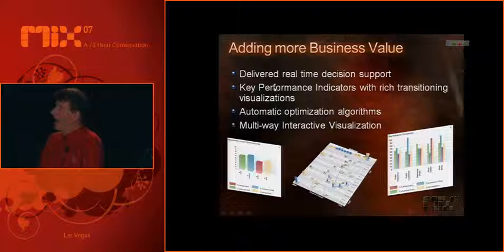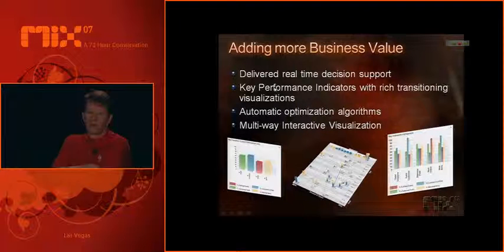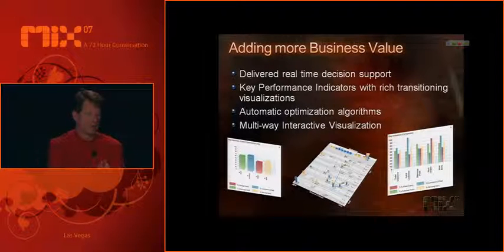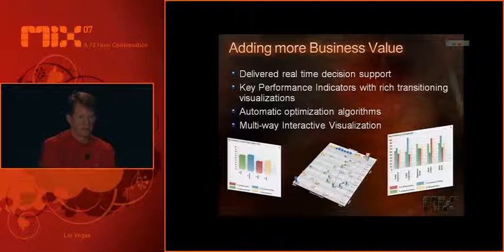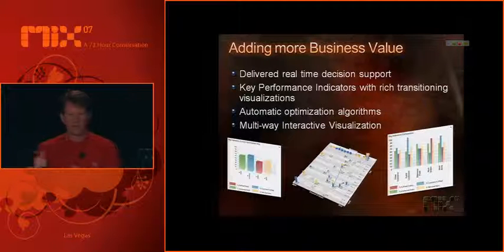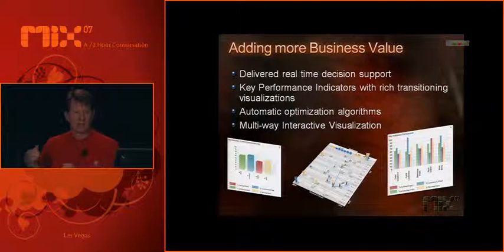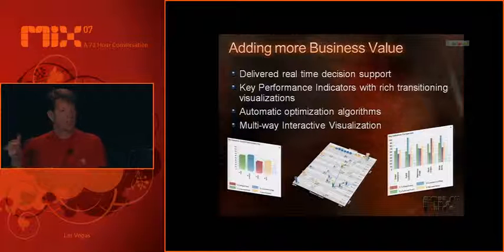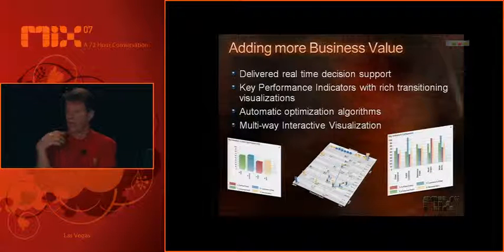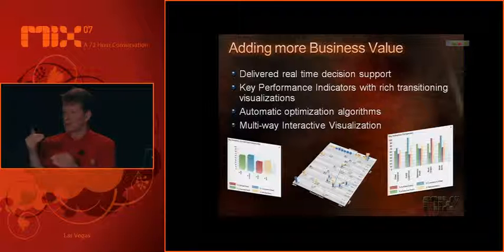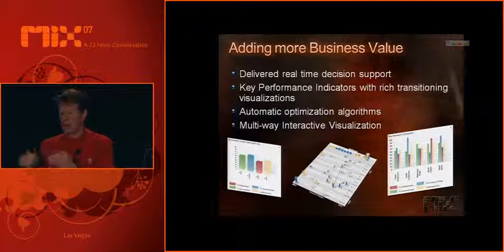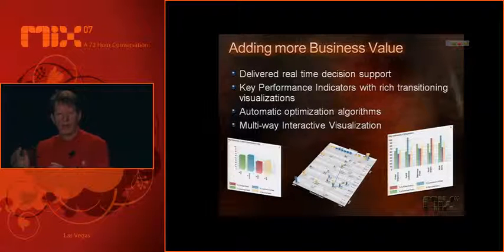So kind of adding more business value was that part I showed in the demo. So this is a little summary. We delivered real-time decision support, KPIs with rich transitioning visualization, so they move back and forth. You can see what's happening. You can see that it actually changed. If you just change stuff immediately, you can't actually tell that something changed, especially if it was a subtle change. So the ability for that thing to just move as you make the change.